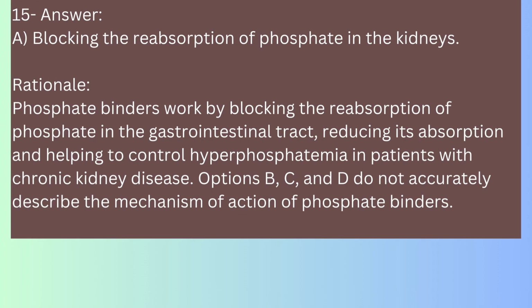Rationale: phosphate binders work by blocking the reabsorption of phosphate in the gastrointestinal tract, reducing its absorption and helping to control hyperphosphatemia in patients with chronic kidney disease. Options B, C, and D do not accurately describe the mechanism of action of phosphate binders.